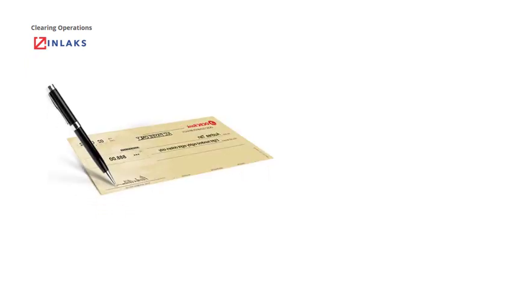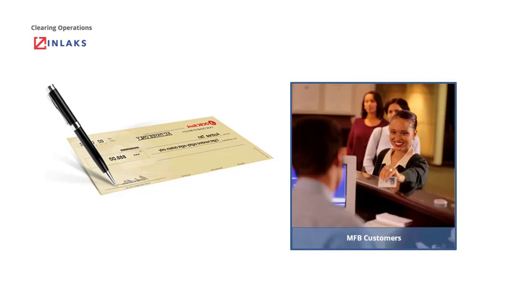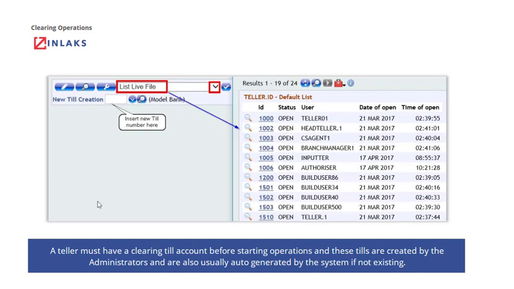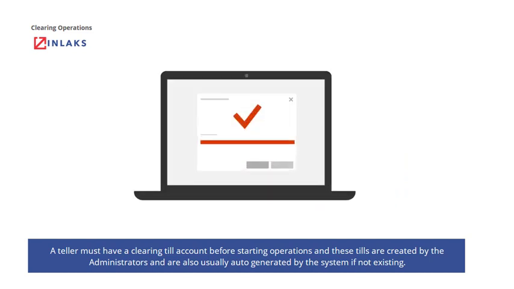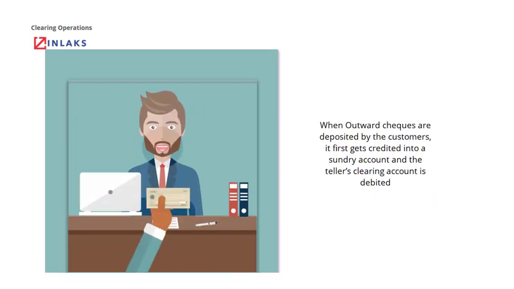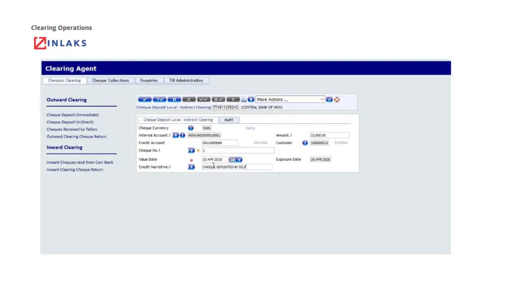Outward clearing checks are the checks from other banks brought in by the MFB customers for clearing. A teller must have a clearing till account before starting operations, and these tills are created by the administrators and are also usually auto-generated by the system if not existing. When outward checks are deposited by the customers, it first gets credited into a sundry account and the teller's clearing account is debited. This is as shown in the following transaction process for outward clearing checks for sundry accounts.